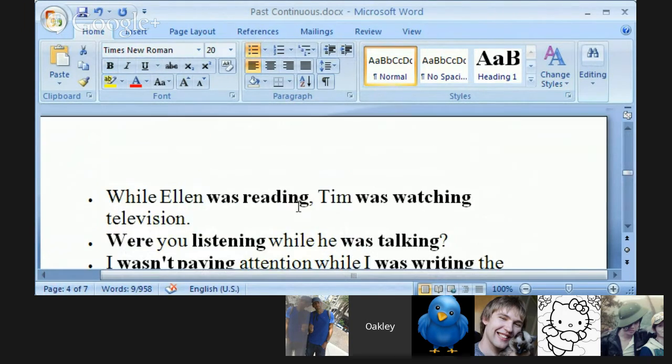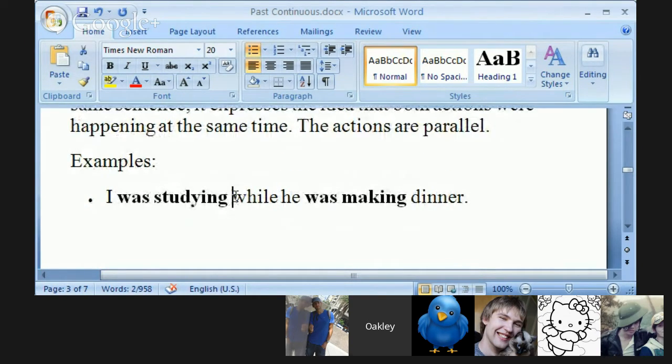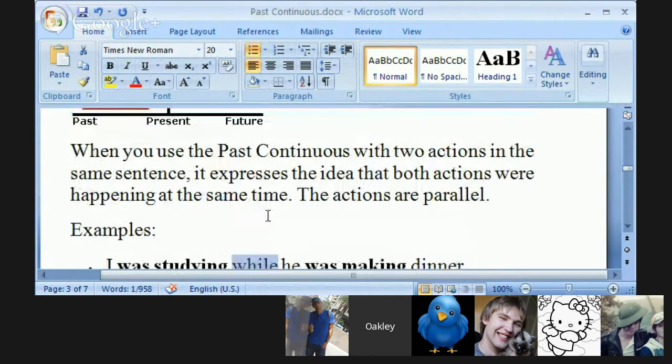It would be odd to say when Alan was reading, Tim was watching television. And it would be odd: I was studying when he was making dinner. It would still be quite strange.